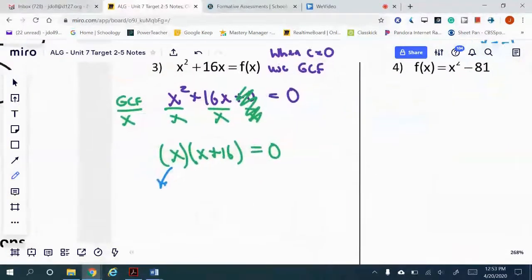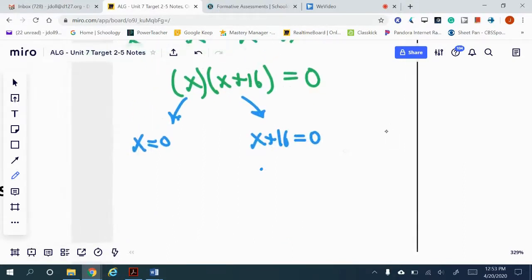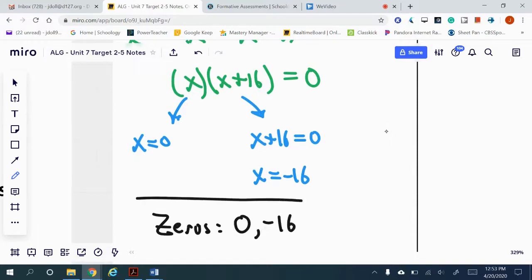We're just going to do the same thing here. So I pull this out, and in the first world line, x is the factor that's equal to 0. In our second world line, x plus 16 is equal to 0. We solve here, we get negative 16.